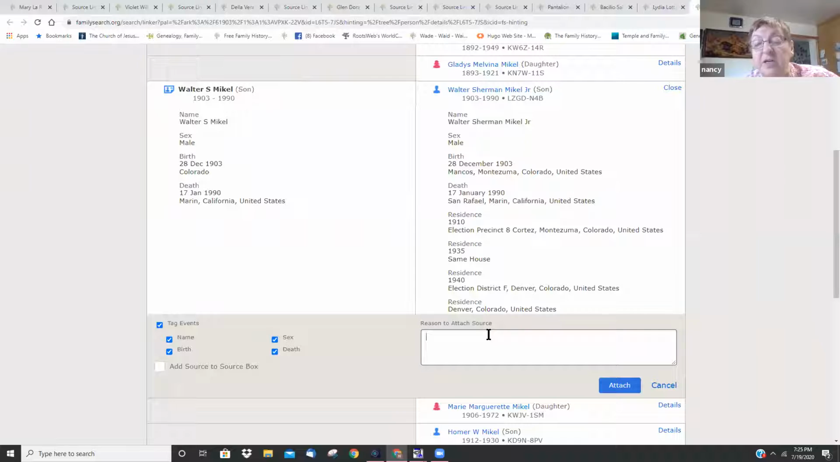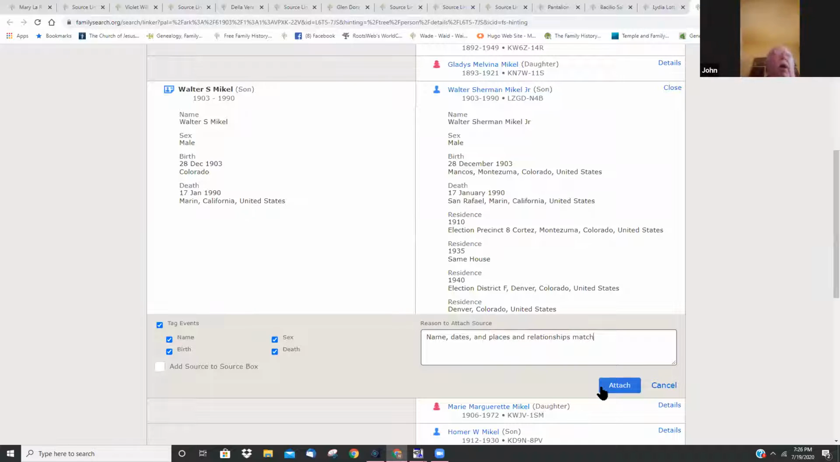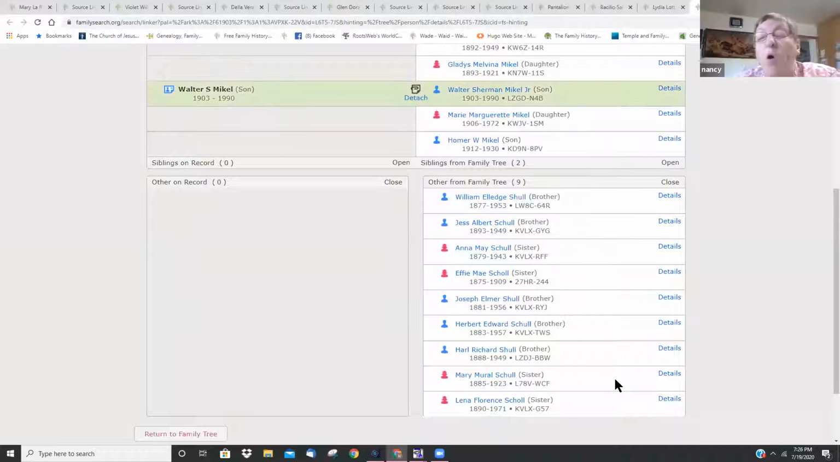So I give them a reason to attach the record. In this case, I'm going to say name, dates, and places, and relationships match. And then I can put attach. And now, all of a sudden, because I said attach, on his page, under sources, it's going to list California death records with a blue link that you can use to open up that record and look at it in person.